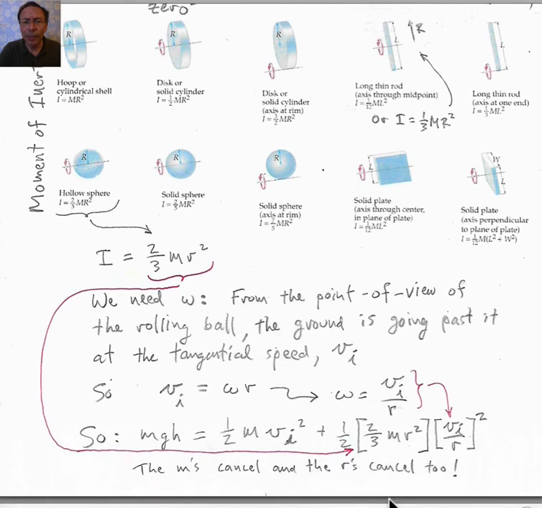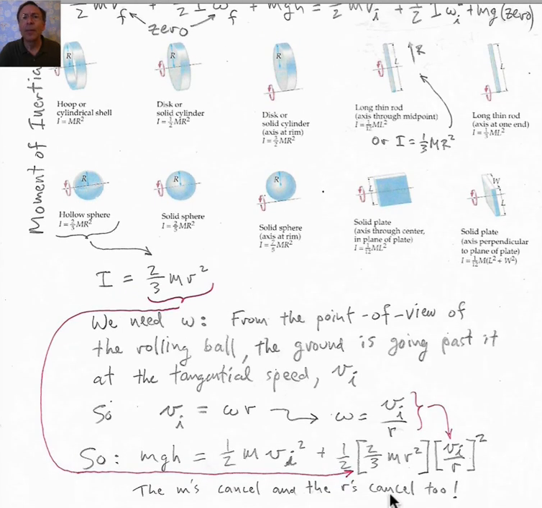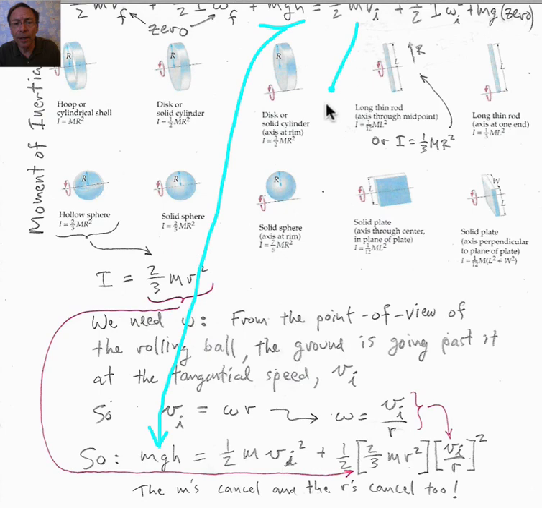So let's see, I think we can put everything together now. Let's see if we can do this here. Okay, so we've got the mgh, which comes out here. We have the 1/2 mv squared. All right, it comes down to here. And then we have the 1/2 I omega squared, and it comes down to here.